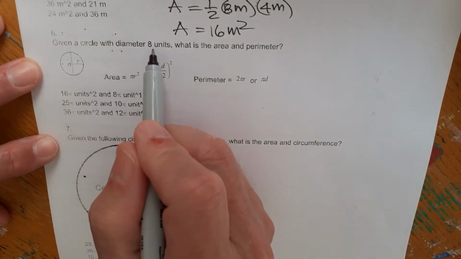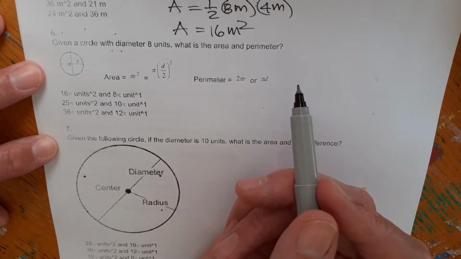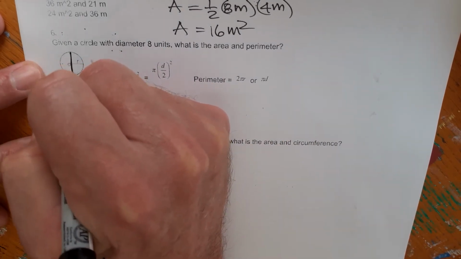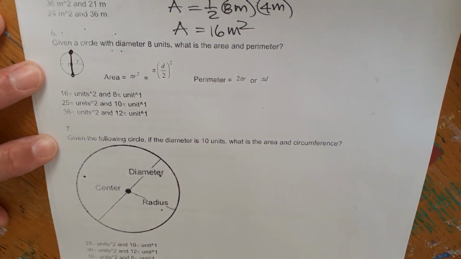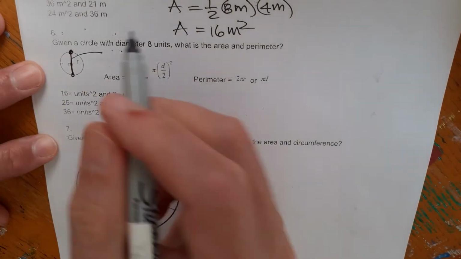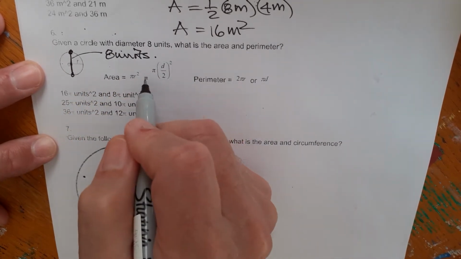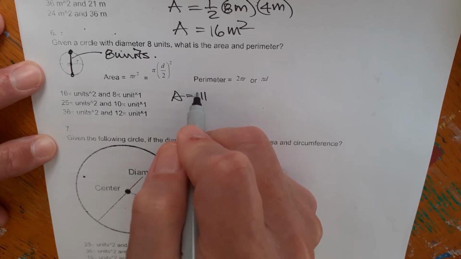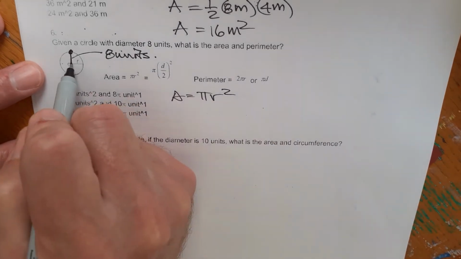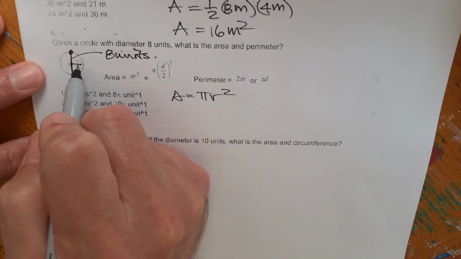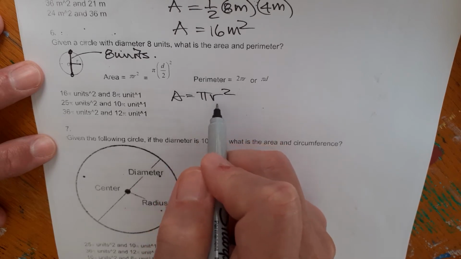Given a circle with a diameter of 8 units, what is the area and perimeter? So diameter is from side to side of the circle, or actually from circle to circle through the center. It's saying diameter is 8 units of this circle. We have the area of a circle equals pi r squared, but we don't have an r, we have a d. So here's the r here. Radius is 1/2 the length of diameter. So if we have a diameter, we have to divide it by 2.